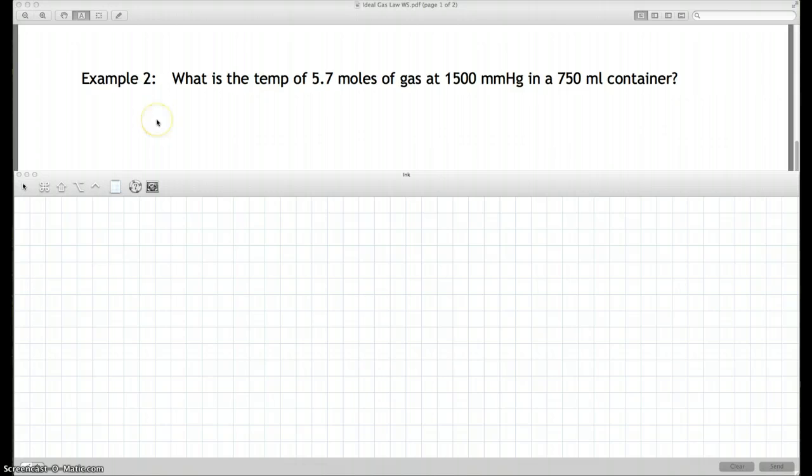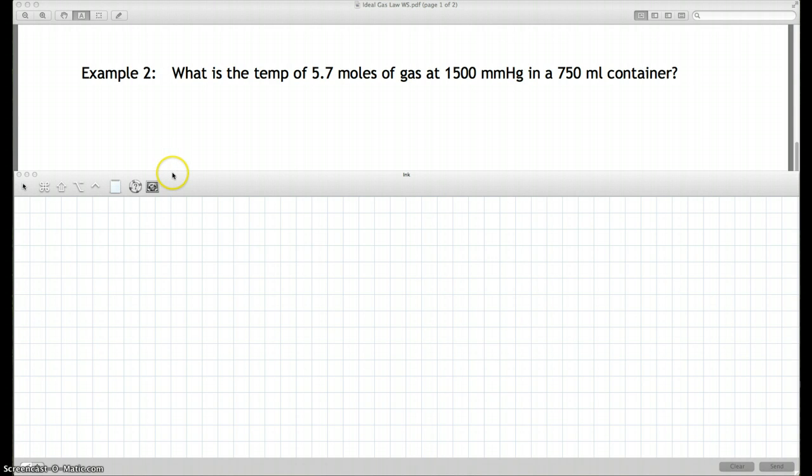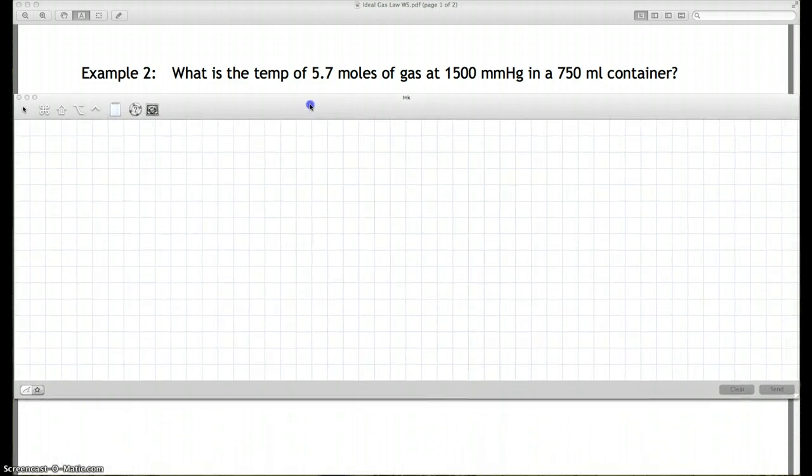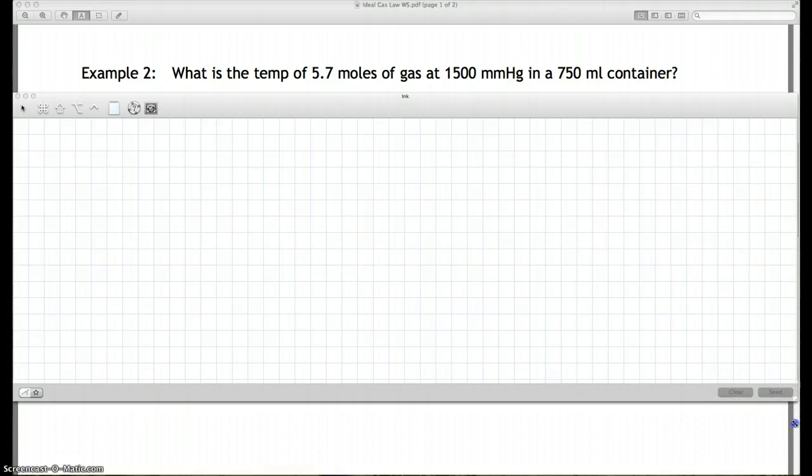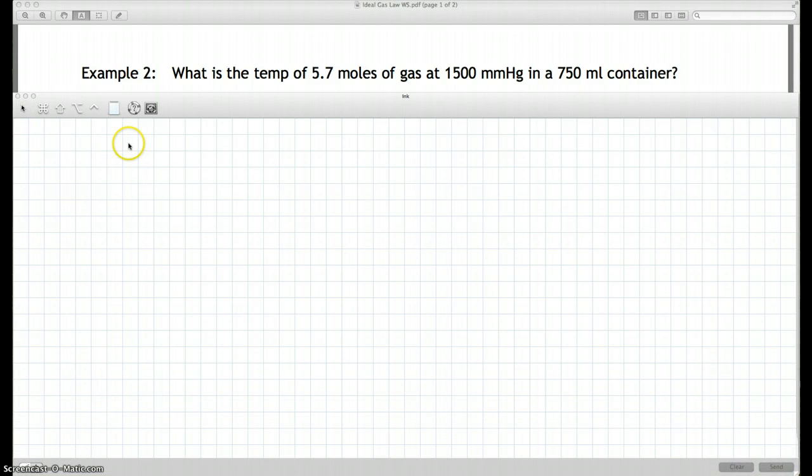So next example. What is the temperature of 5.7 moles of gas at 1500 mmHg in a 750 milliliter container? Now I might move this up just so I have even more room. There we go. So again, I'm looking for temperature. I've got moles, I've got pressure, I've got volume, I have one of each. Again, a sign that is going to be PV equals nRT. In this case, it says what is the temperature, so I'm looking for temperature. So I want to get temperature alone.